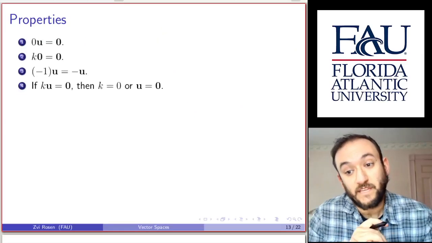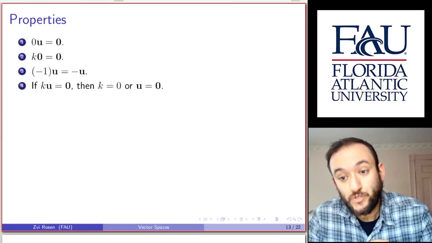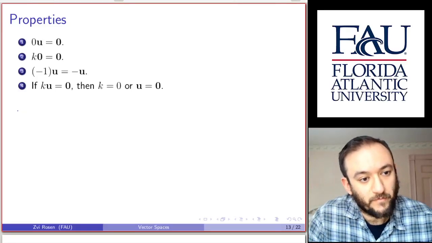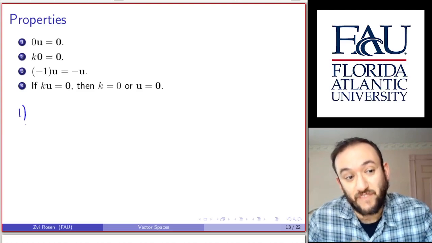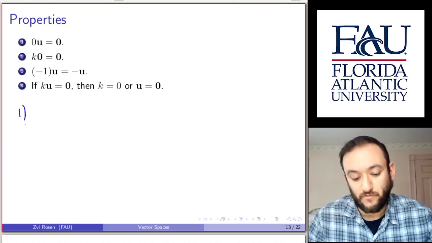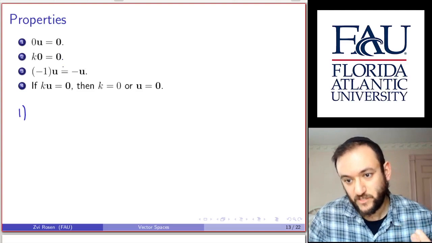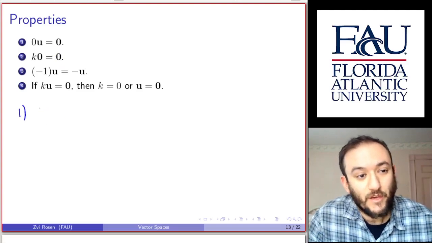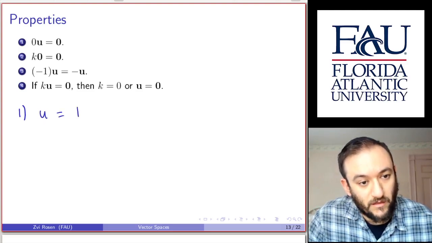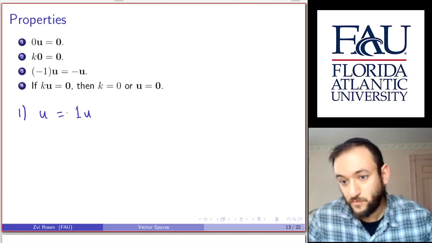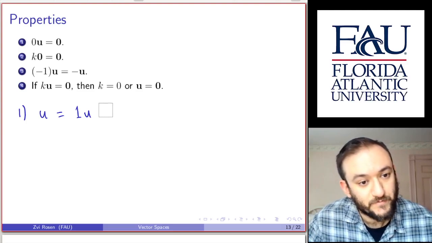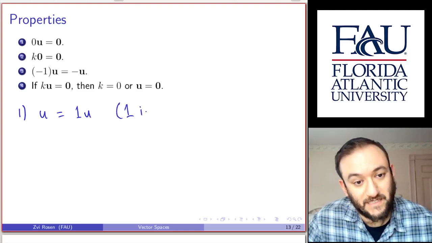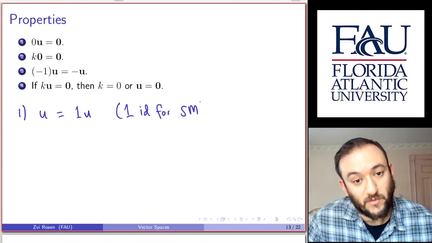Here are a few properties of vector spaces that we can infer just from the axioms. We'll start with the first one. This is saying that taking the real number 0 and multiplying it by any vector will give you back the 0 vector, meaning the vector which has the properties of the additive identity. So how can we prove this to be the case? Well, we know that u has to be equal to 1 times u by the property of 1 as the multiplicative identity for scalar multiplication. Okay, so 1 is the identity for scalar multiplication.